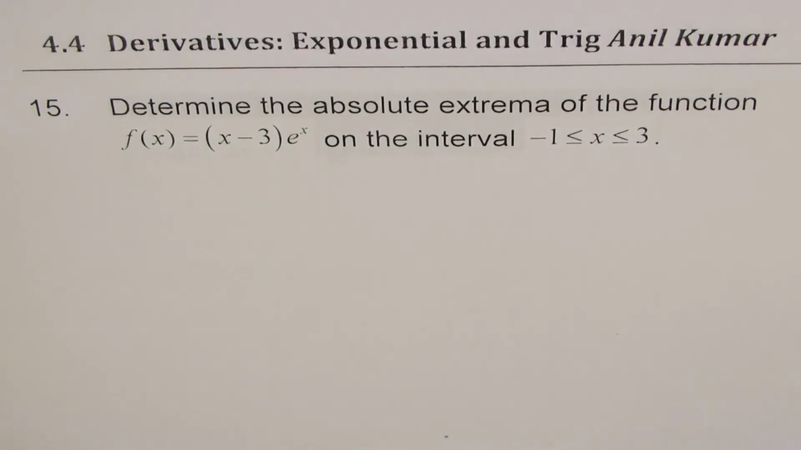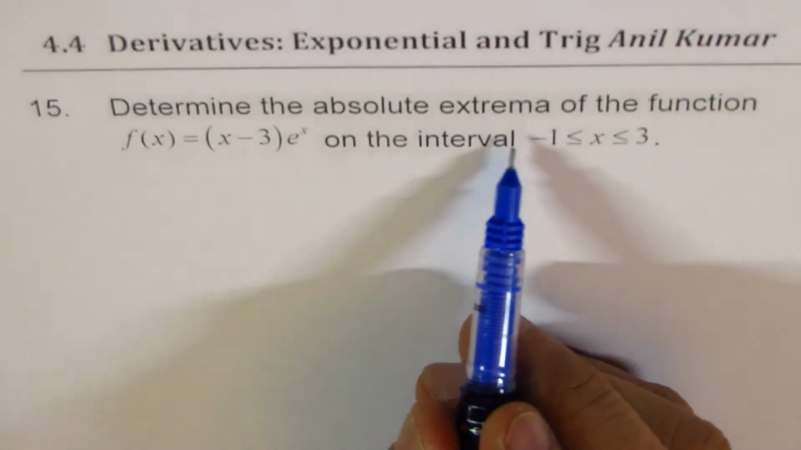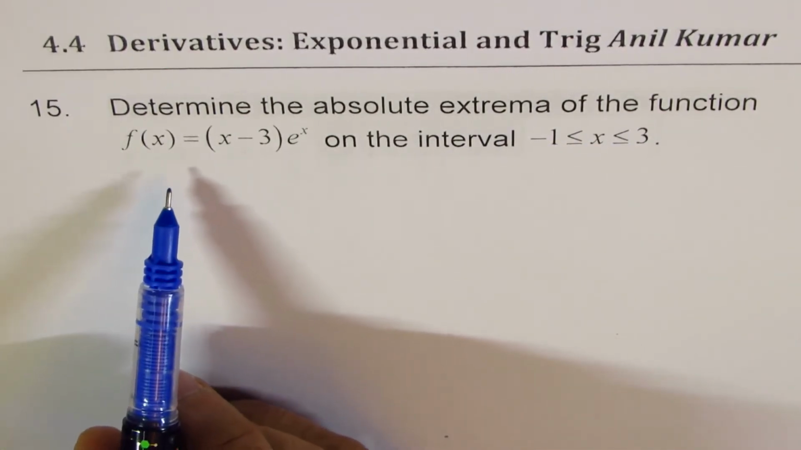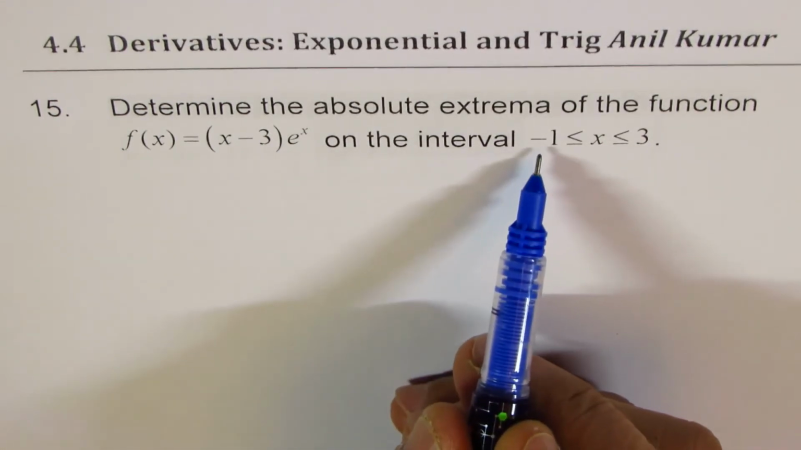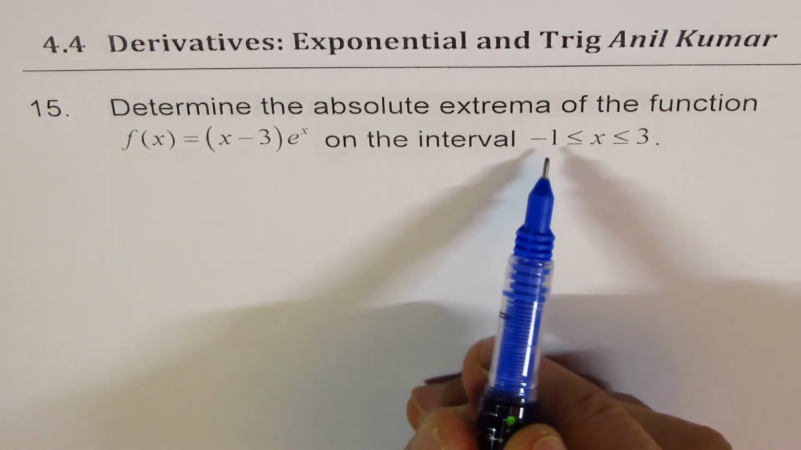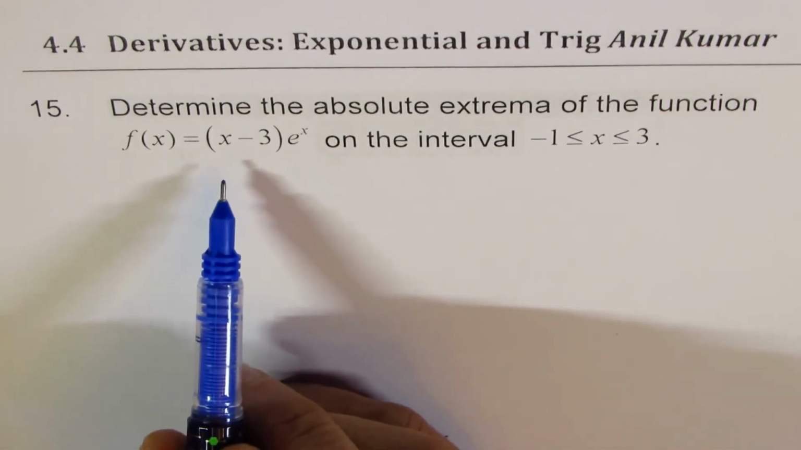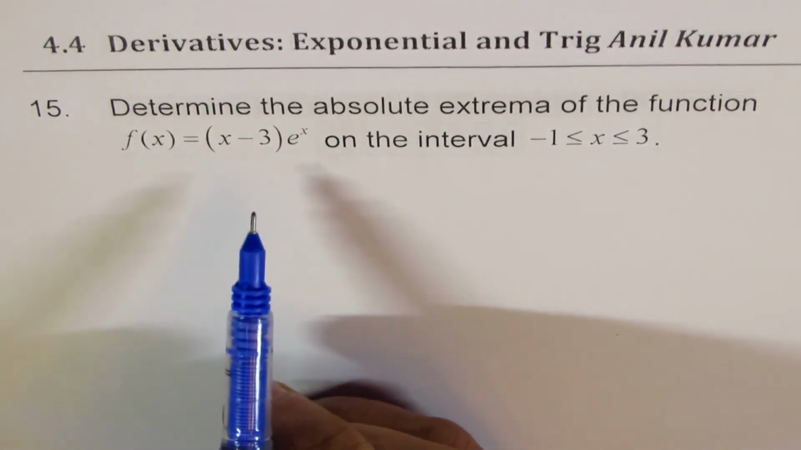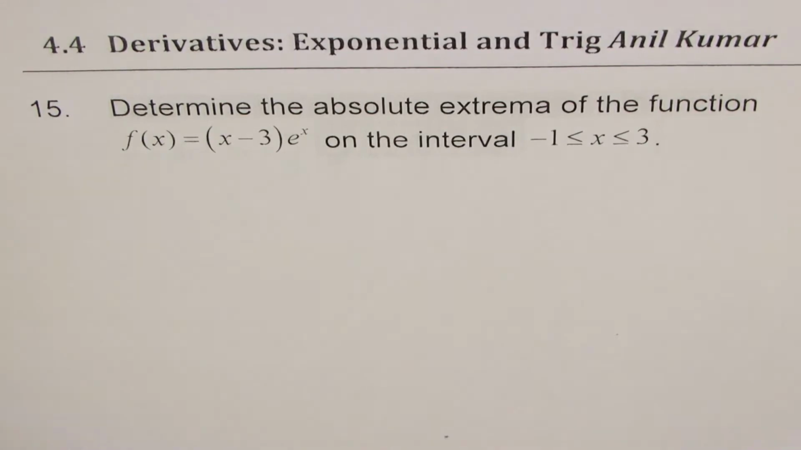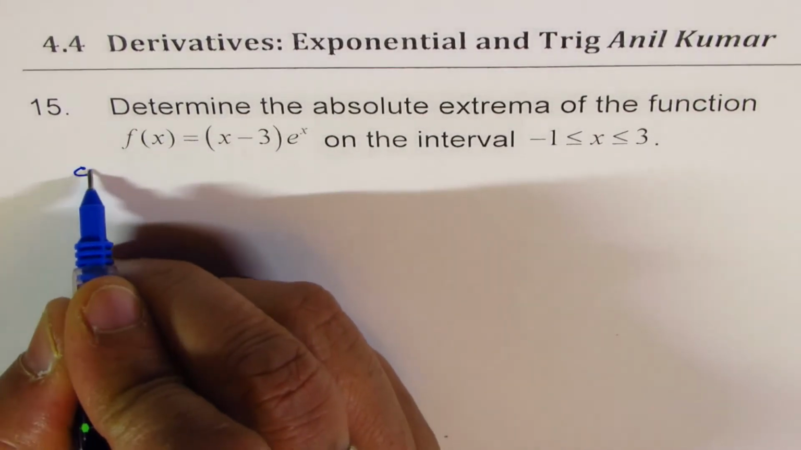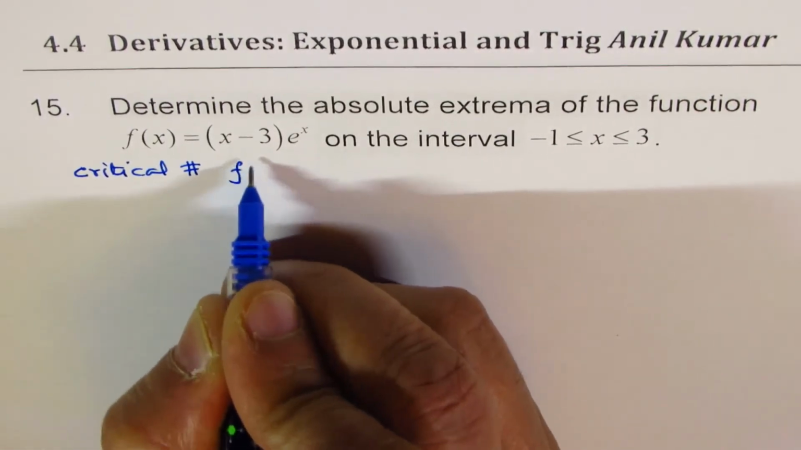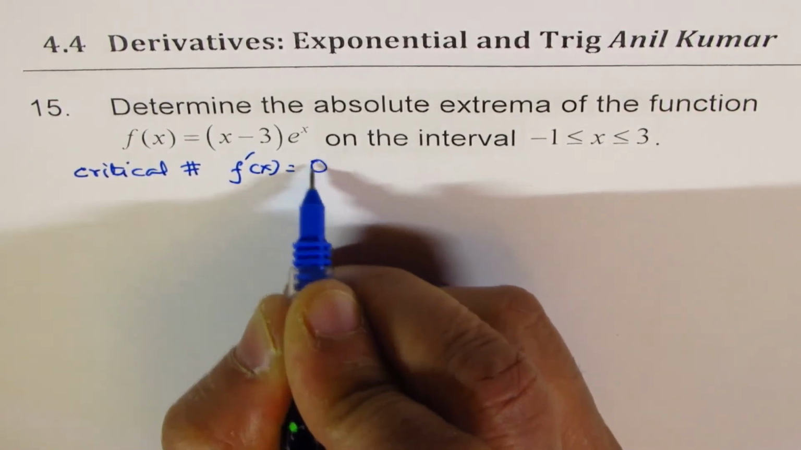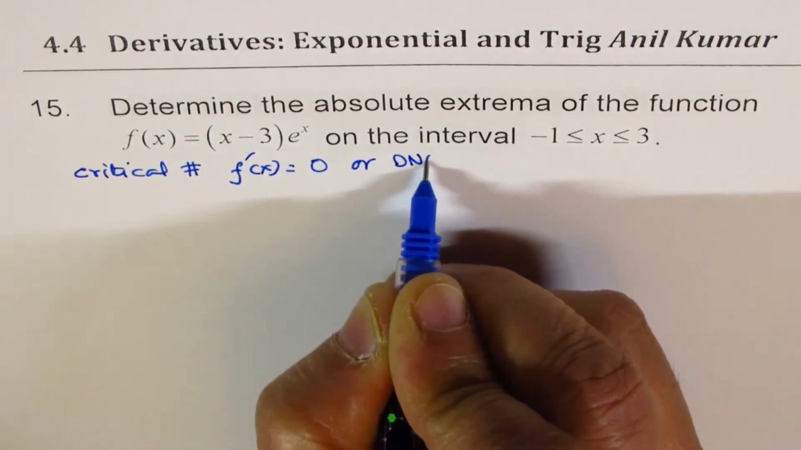Question number 15. Determine the absolute extrema of the function f of x equals x minus 3 e to the power of x on the interval where x is between minus 1 and 3. To do that, we have to find the value of the function at the two extreme points and also at any other critical point in between. So let's find the critical number now. A critical number is a point where the derivative is either 0 or does not exist.